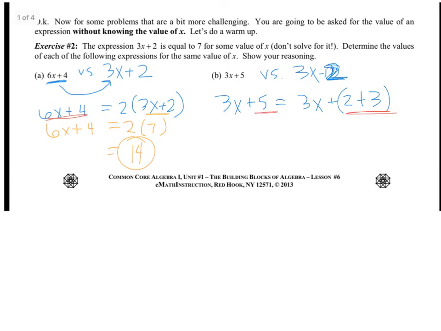So now looking at this, 3x plus 5 is now the same thing as 3x plus 2, which was our original, plus 3. So we use the associative property for that.